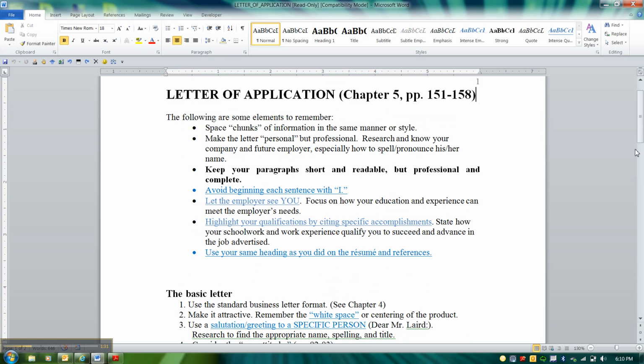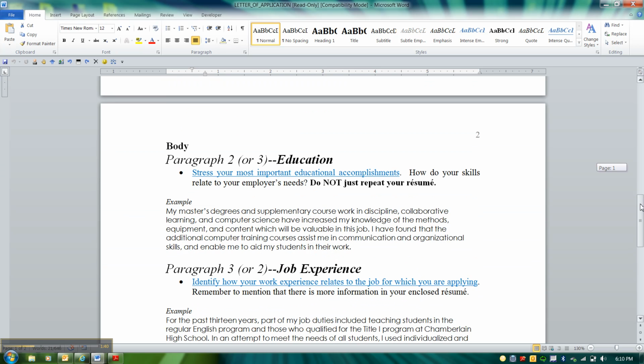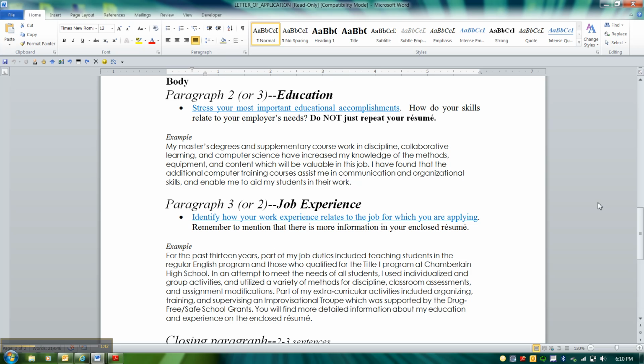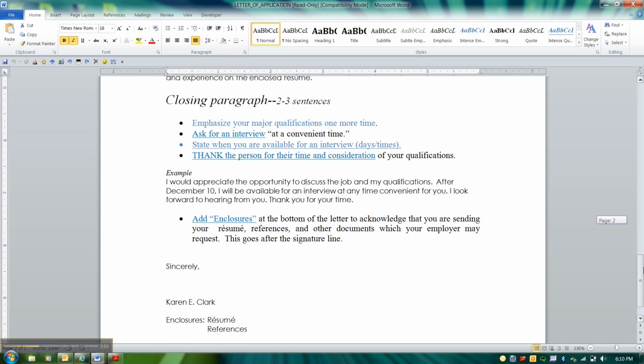It also goes on to tell you what should be in each of the paragraphs. It tells you the opening paragraph, the 3 things that you need to have, and then it gives you an example of an opening paragraph. So look at that. The body paragraphs, there should be 2 of those. One should be focused on your education, one should be focused on your job experience. Again, it tells you what should come in those paragraphs, and it gives you an example of each of those. The closing paragraph should be short, only 2 to 3 sentences, but it needs to do these 4 things, and I give you an example of that as well.